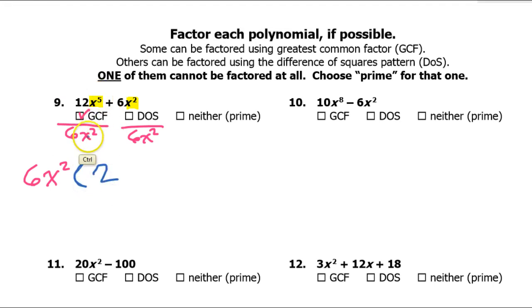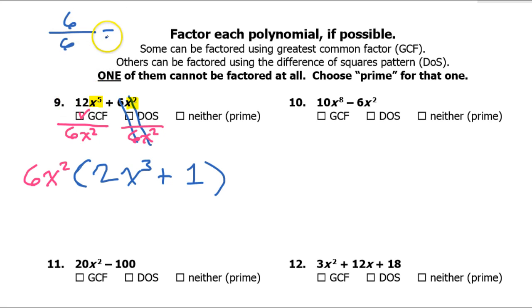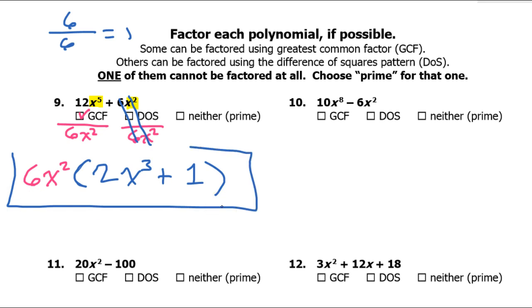X to the 5th power divided by x squared is x to the 3rd power. With variables, you subtract these. And then be careful. All of this cancels out, right? 6 cancels out, x squared cancels out. But I don't put nothing. I put 1. All right? Because anything divided by itself is 1. So, you know, like 6 over 6 is 1. 6x squared over 6x squared is 1. So this would be the answer to number 9.